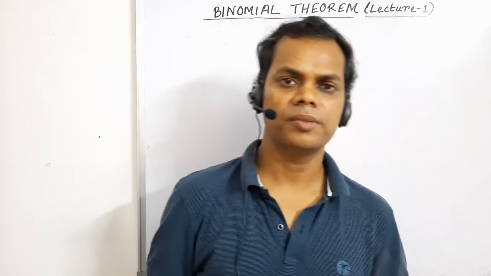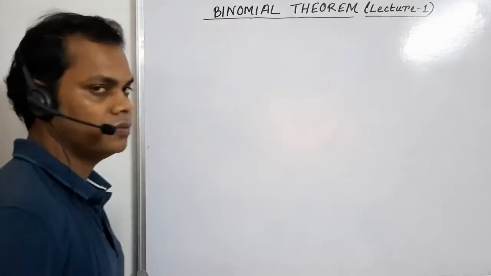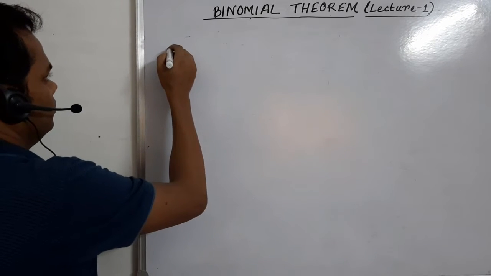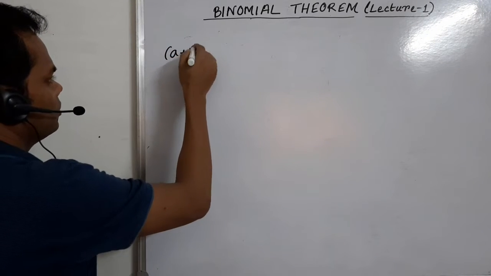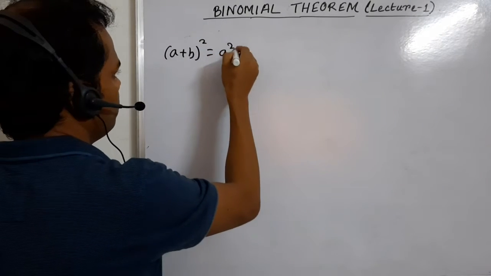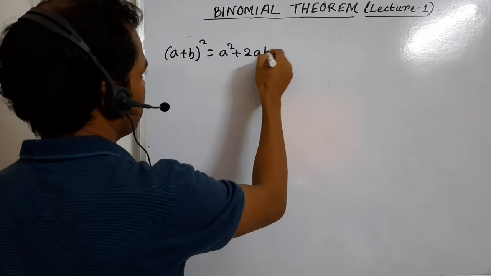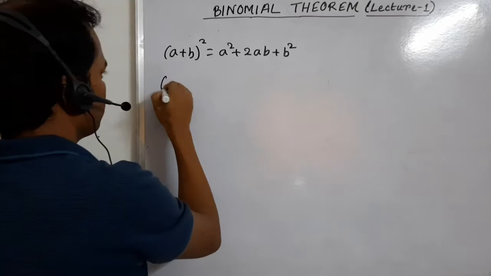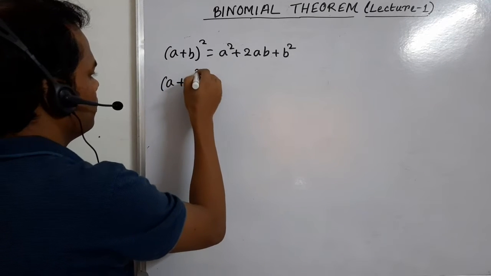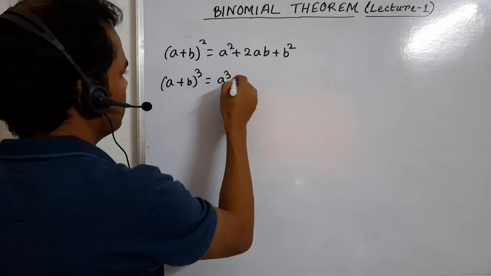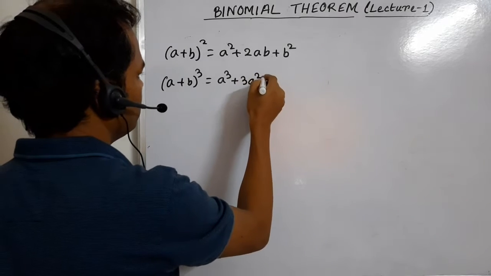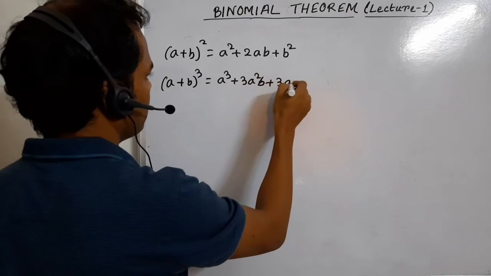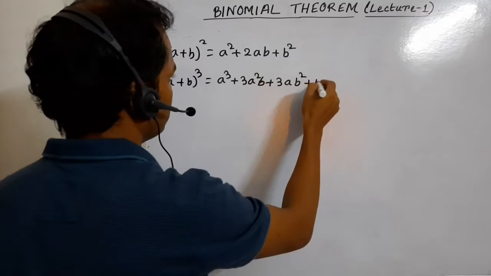Well students, the topic of this video is the binomial theorem. This is your first lecture. Here, (a+b)² is a² + 2ab + b². The formula of (a+b)³ is a³ + 3a²b + 3ab² + b³.